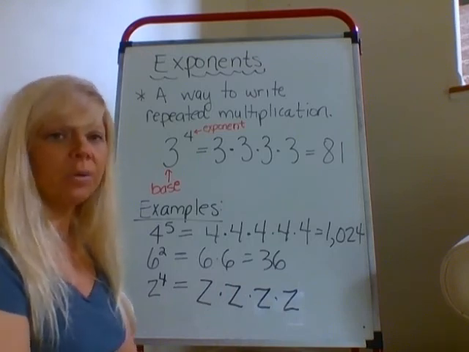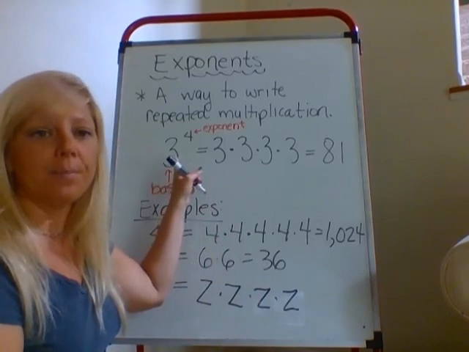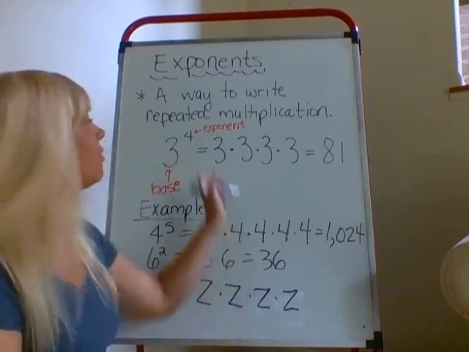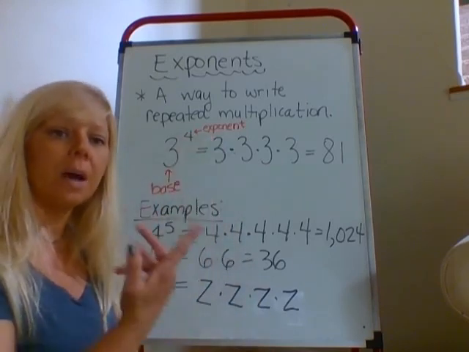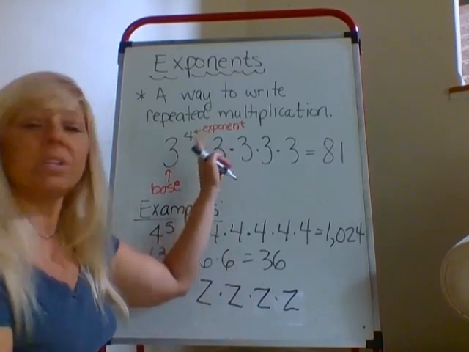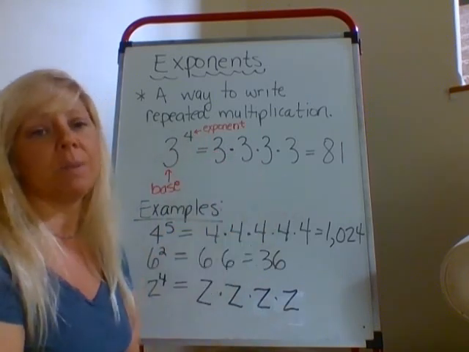So that is exponents. Again, the big number is the base. The exponent is the small number that's up high. And the exponent tells the base how many times it needs to be multiplied.